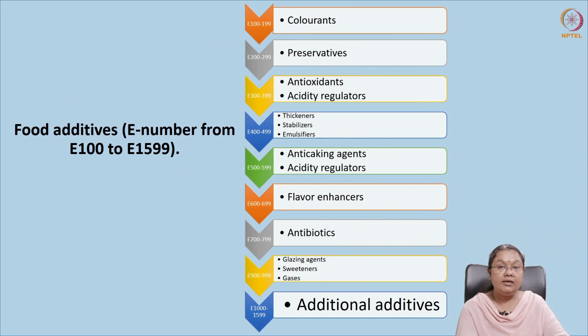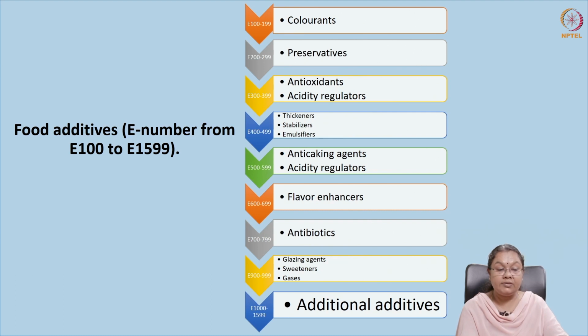Now all the additives are numbered, and if you look at the classification here, we have additives that belong to colorants, preservatives, antioxidants, acidity regulators, and also thickeners, stabilizers, and emulsifiers. Anti-caking agents are those added to salt to prevent caking, because you know that salt doesn't form lumps.